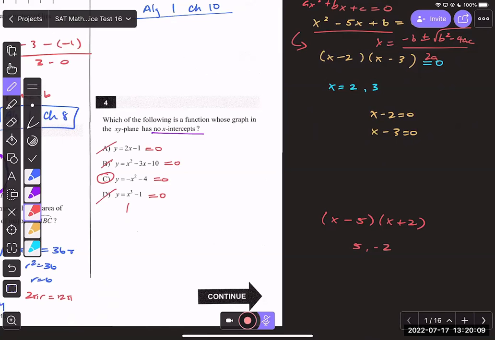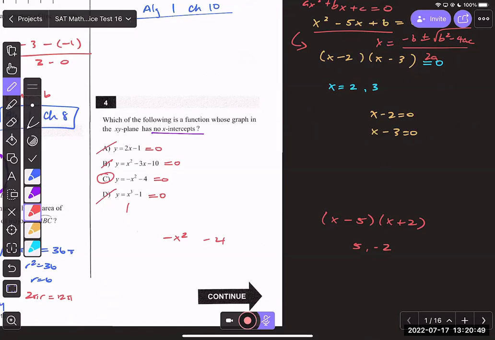We could have just recognized, hey, for C right here, -x², for any value of x, that is either 0 or lower, right? There's no way that this number is ever positive, because I cannot get a negative number when I square. So -x² has to be less than or equal to 0. And if I subtract 4 from it, this number will be less than or equal to -4. So if this is less than or equal to -4, there's no way this is ever equal to 0. So that's why this answer is C.